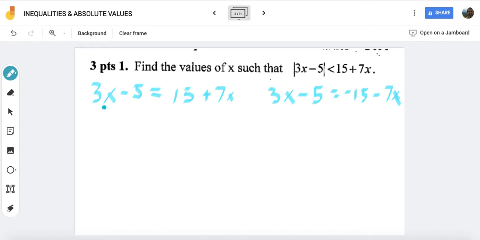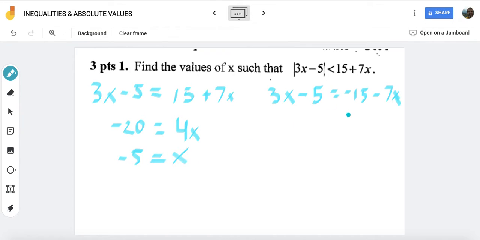All right, let's see if I can skip some steps here. I'm going to subtract 3x from both sides to get 4x on this side. I'm going to subtract the 15 to bring the 15 over here, so I'm going to have negative 20. And then I divide both sides by 4 to get negative 5 is one of my critical points.